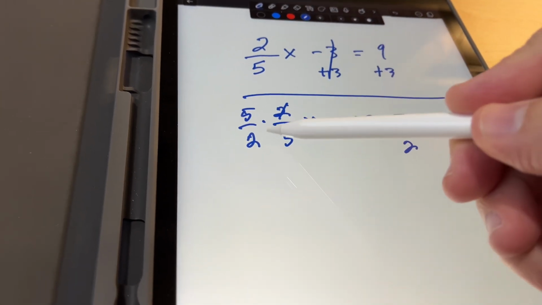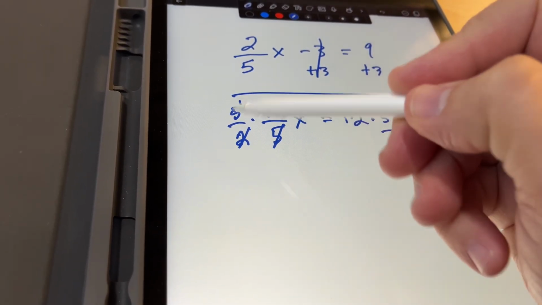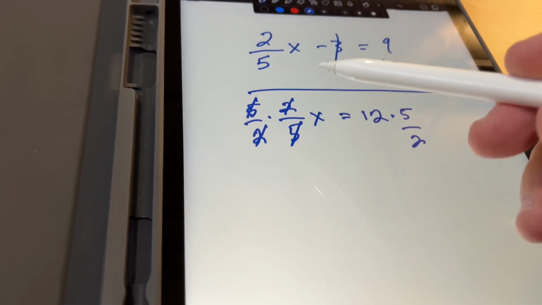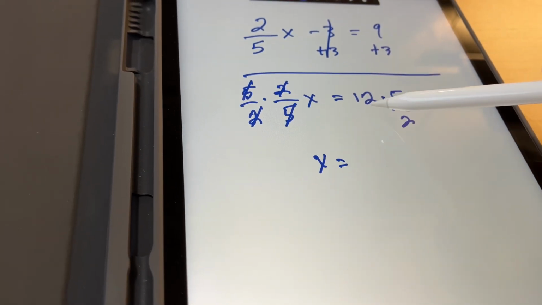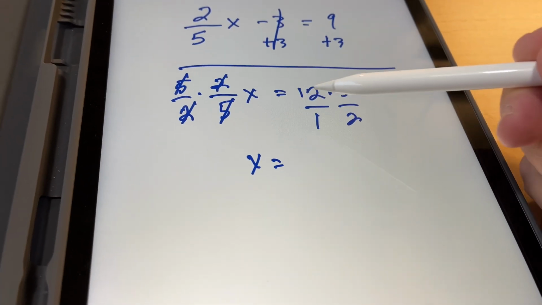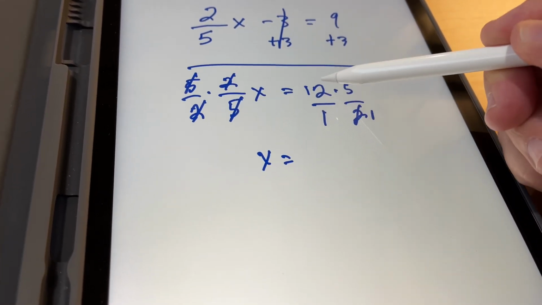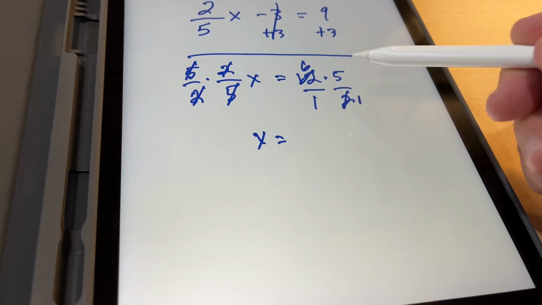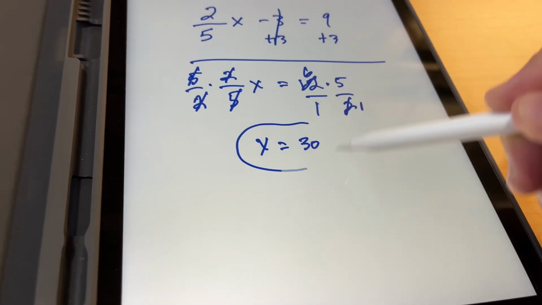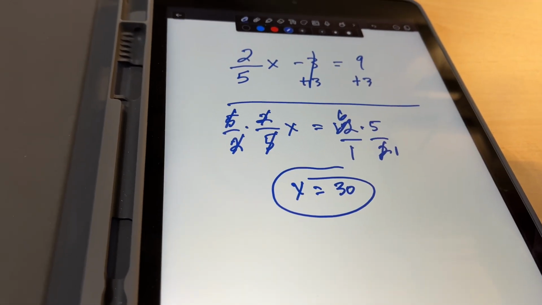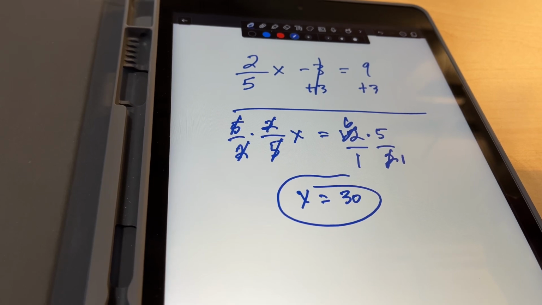Because look at what happens. The 2's cross cancel and the 5's cross cancel. So that leaves me with x over here. And notice over here, I have this, and I would cross cancel also. 2 goes into 2 one time, 2 goes into 12 6 times. 6 times 5 is 30. So my answer is 30. That's how I would do that problem.